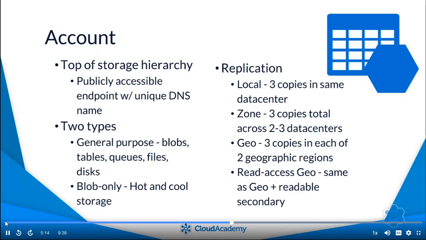Geo-replication maintains 3 copies of your data in each of 2 geographically distinct regions. This maximizes reliability, but of course comes at a cost premium relative to the other options. The final option to consider is read-access geo-replication, which provides the same benefits as core geo-replication, but also allows you to leverage replicated data as secondary read-only copies, which can be very useful in some application scenarios with a geographically dispersed user base and low latency requirements. We'll talk more about Azure Storage pricing later in the course.